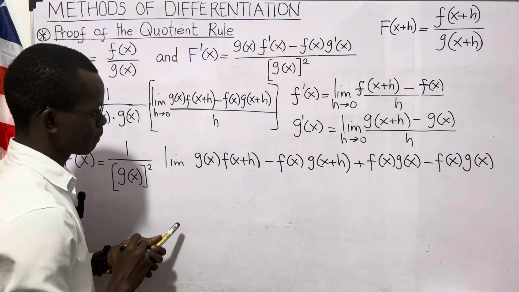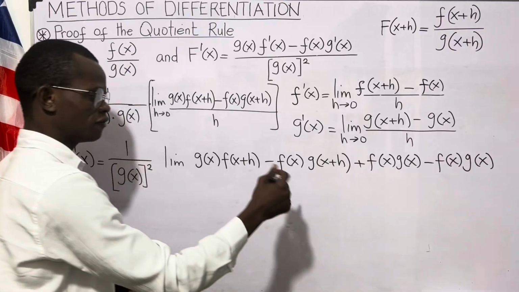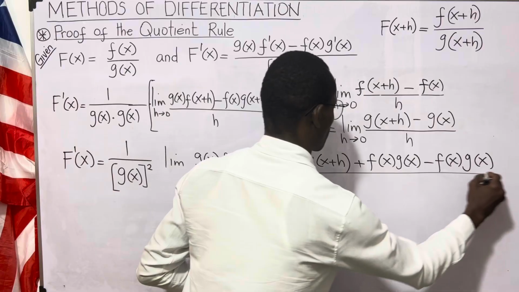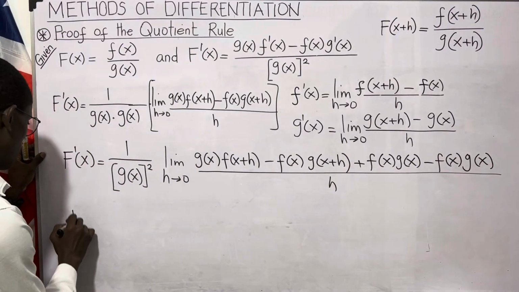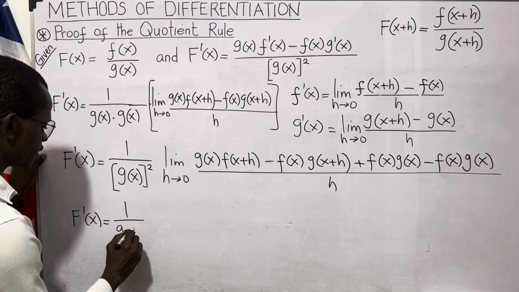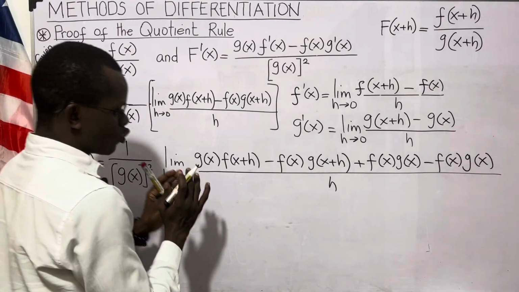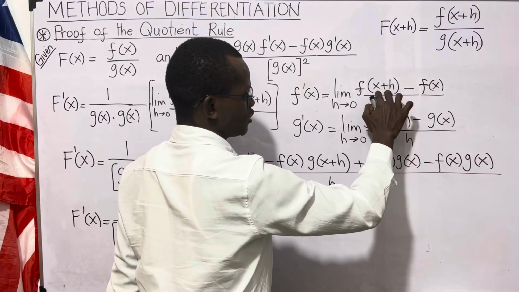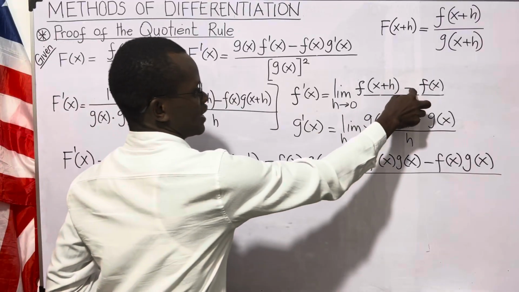So that was the reason why I added f of x plus g of f of x times g of x, and then I subtracted the same expression divided by h as h approaches 0. So I have f prime of x is equal to 1 all over g of x all squared. And what do I do? I group them. But mind you, because there is a negative sign between this function and this function, I must group them in a way that I will have this negative sign.